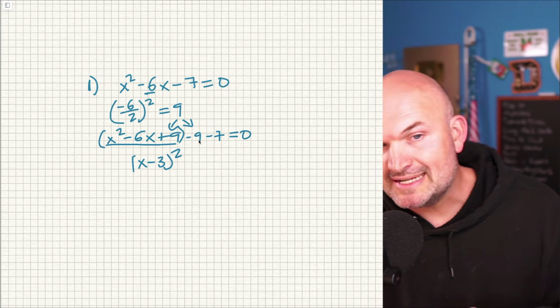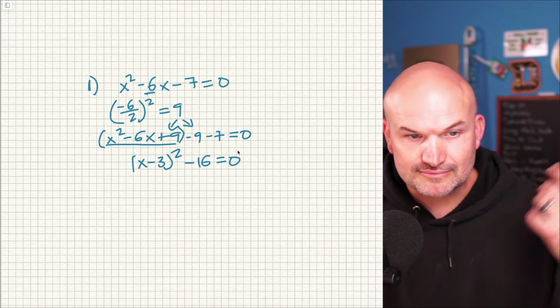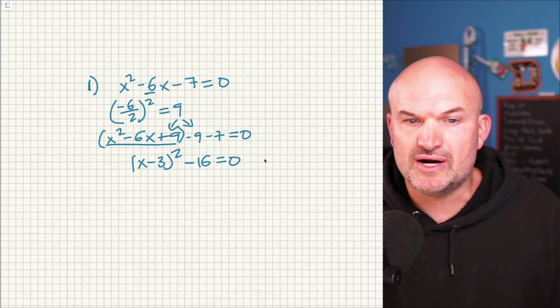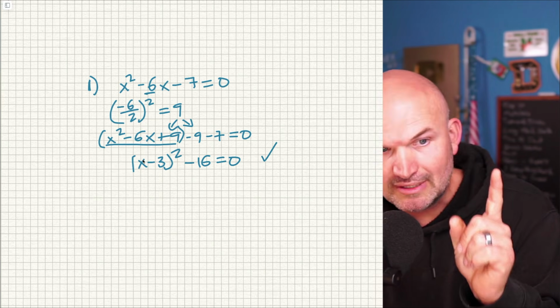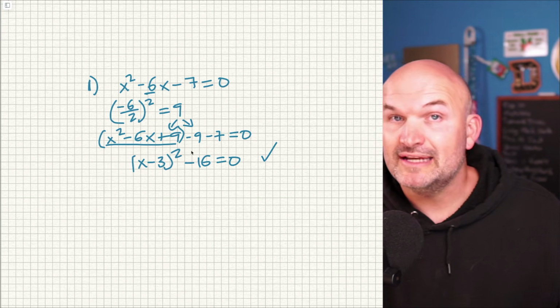So again, you owe me $9, you borrow 7 more, you now owe me $16. But this is exactly where we want to get to when solving a quadratic by completing the square. Because now we have a single x and it's being raised to the 2nd power. Now we can apply our inverse operations.